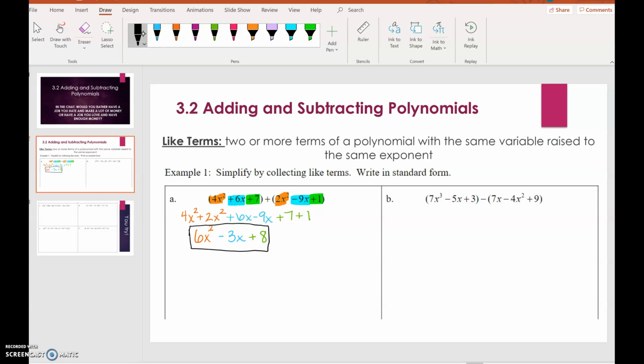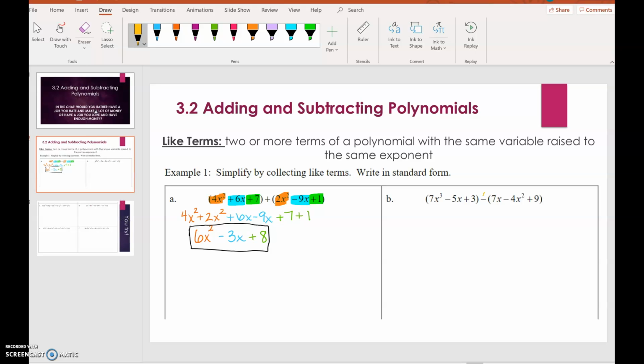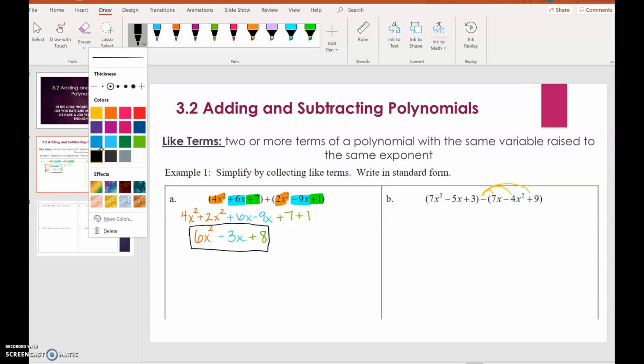So that's an addition problem for polynomials. Let's look at a negative one. So for negatives, I highly suggest that you do a step before combining like terms, which is just distributing this negative sign first. So just rewrite the entire problem with that negative distributed.